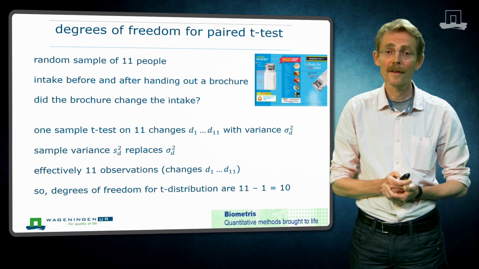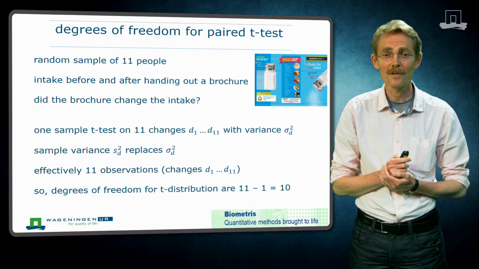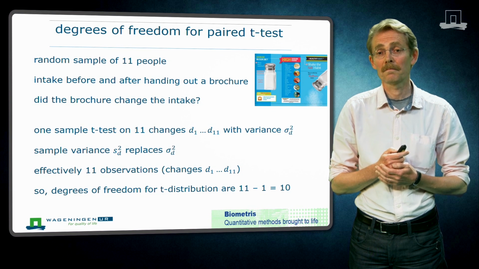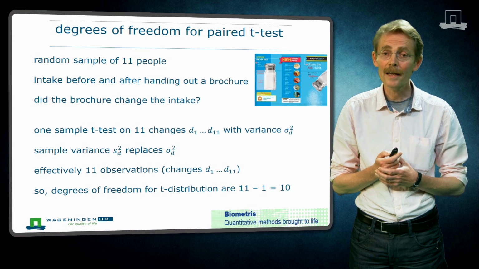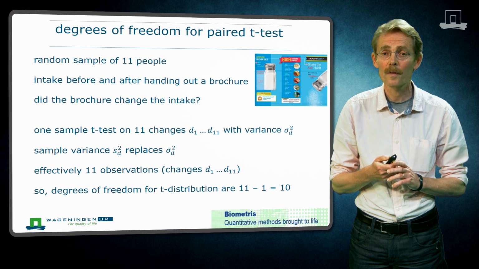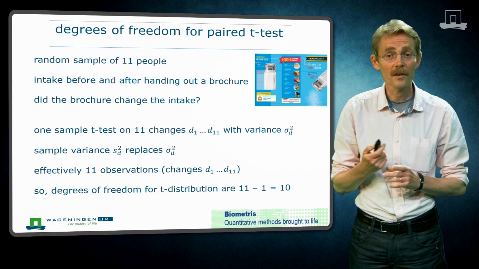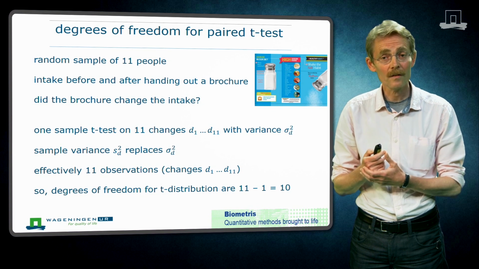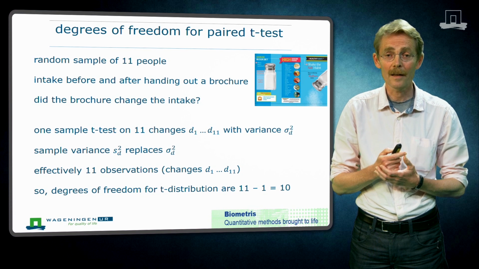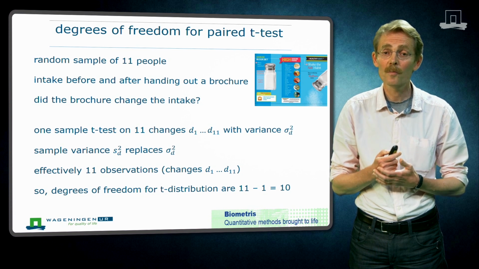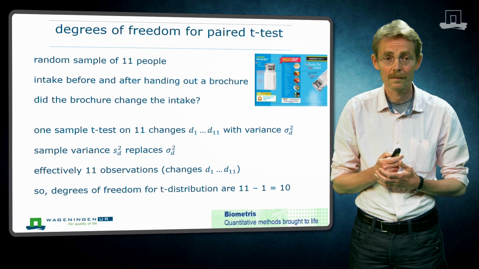The paired t-test is relatively simple now. Suppose that we have the same random sample of 11 people. And let's say that we measure their intake, and then we leave a brochure that tells them about all the awkward things that could happen to you when you persist in your bad habits with salt intake. And 3 months later, we come back and we measure their salt intake again. And we wonder, did the brochure make any difference?